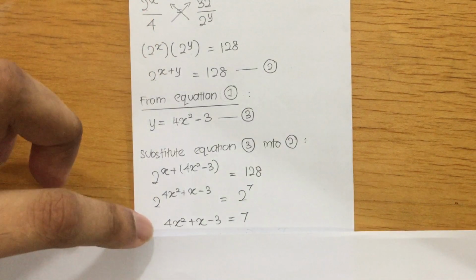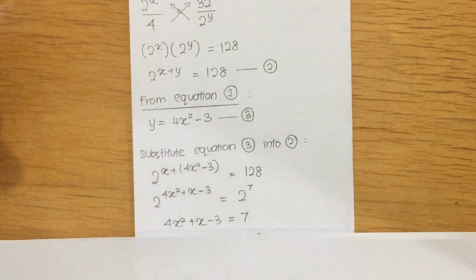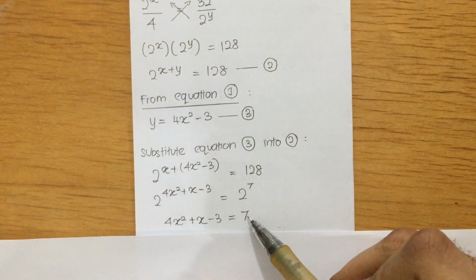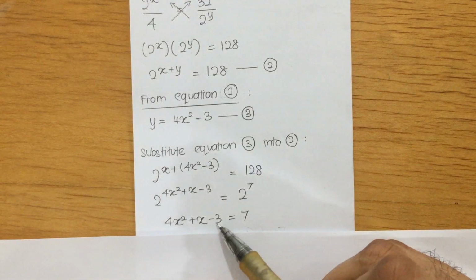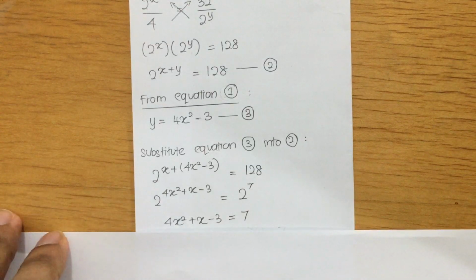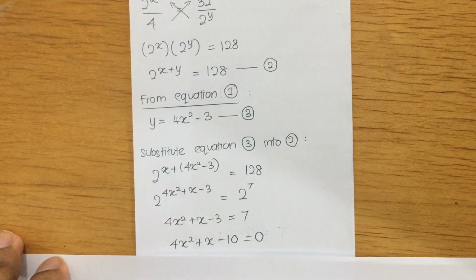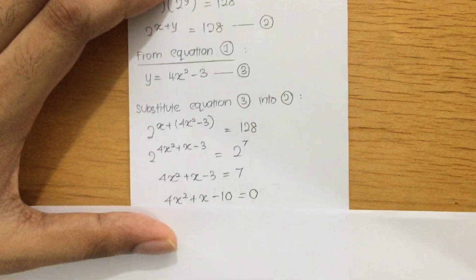So from here, you get 4x squared plus x minus 3 equals 7. What you can do is bring the 7 to the left hand side, so it will become negative 3 minus 7. From here you get the quadratic equation 4x squared plus x minus 10 equals 0, guys. And then now you can proceed to do the factorization.